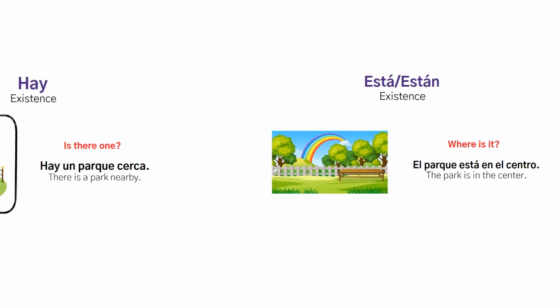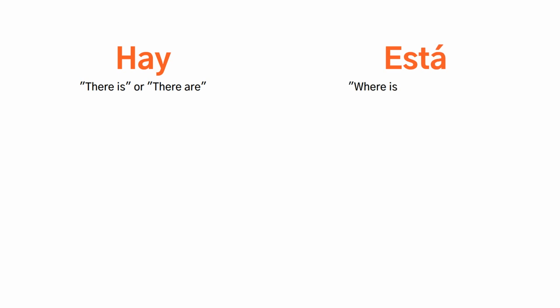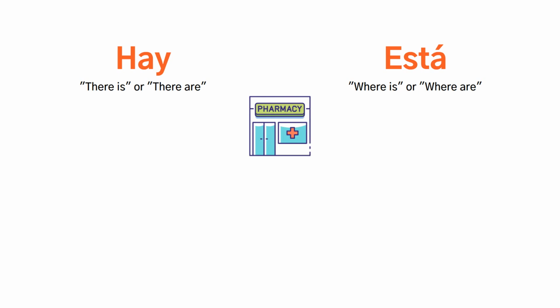Feel the difference. Hay introduces. Está locates. Here's a practical way to test which one you need. If you could naturally use "there is" or "there are" in English, you probably want hay. If you're answering "where is" or "where are," you want está or están. Let me give you parallel examples so this contrast becomes crystal clear.